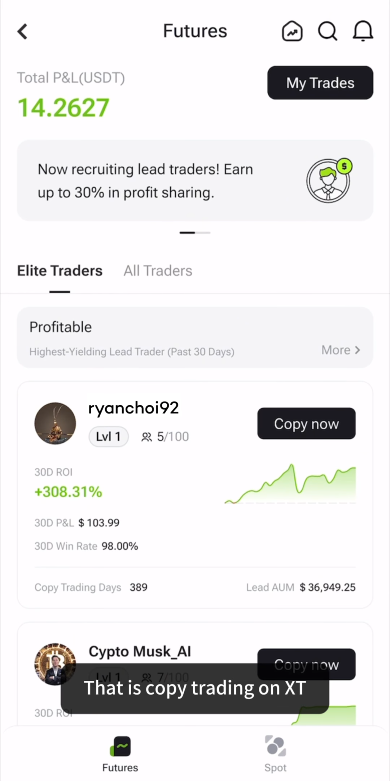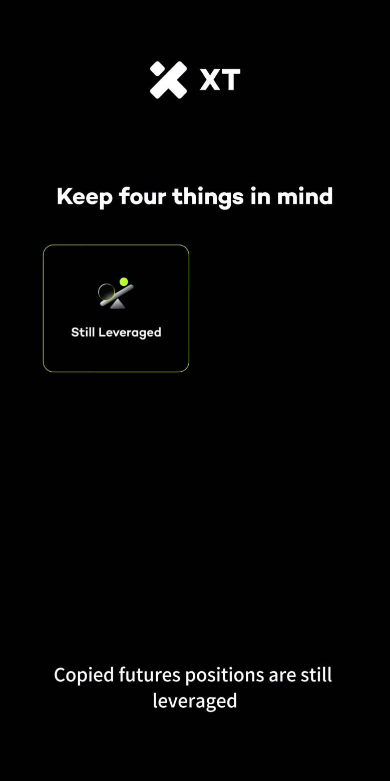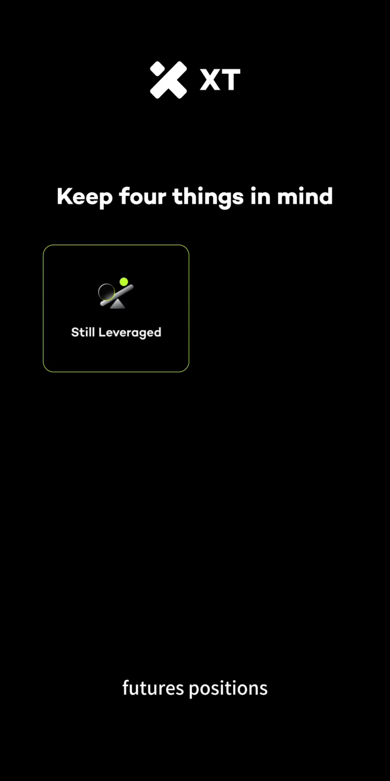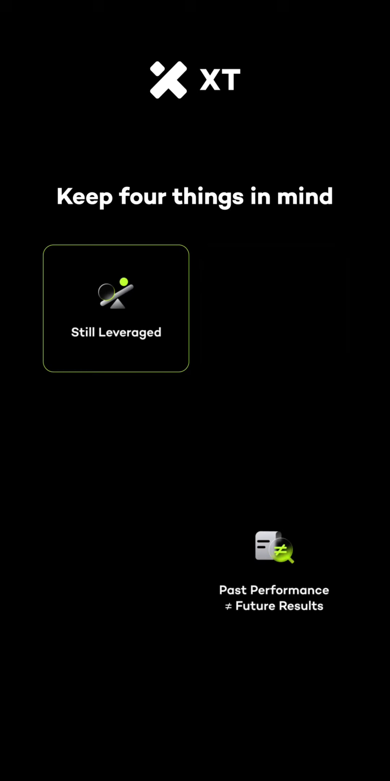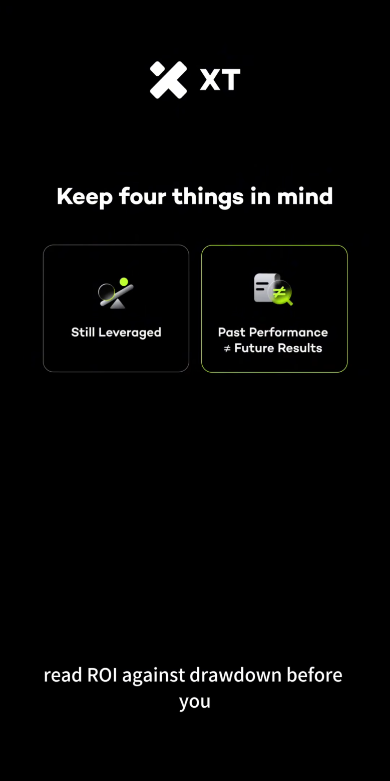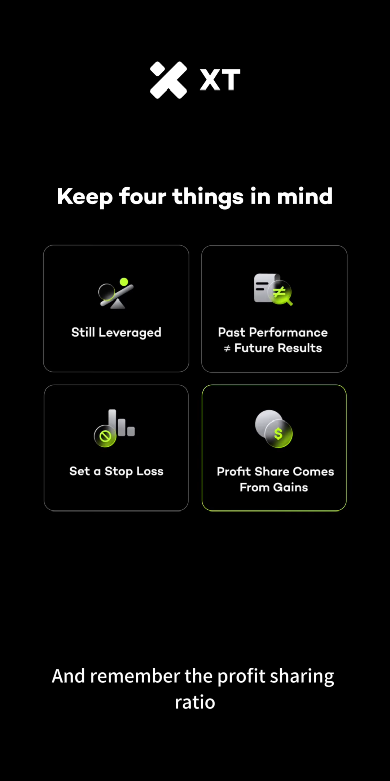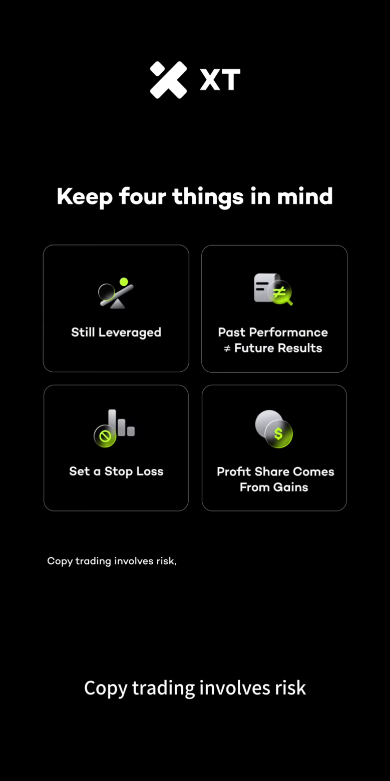That is copy trading on XT end to end. Keep 4 things in mind. Copied futures positions are still leveraged futures positions and they can be liquidated. A lead trader's past performance is not indicative of future results, so read ROI against drawdown before you commit. Set a copy stop loss rather than leaving it blank. And remember, the profit sharing ratio comes out of your gains. Copy trading involves risk, including the loss of your capital.